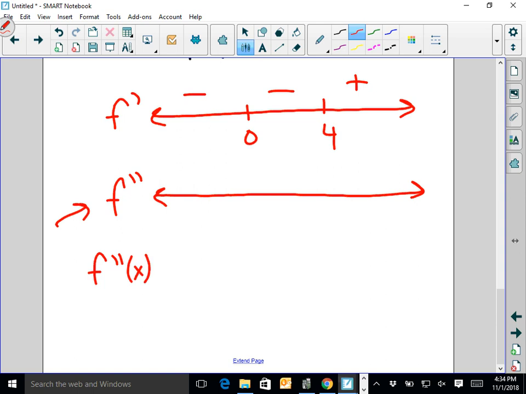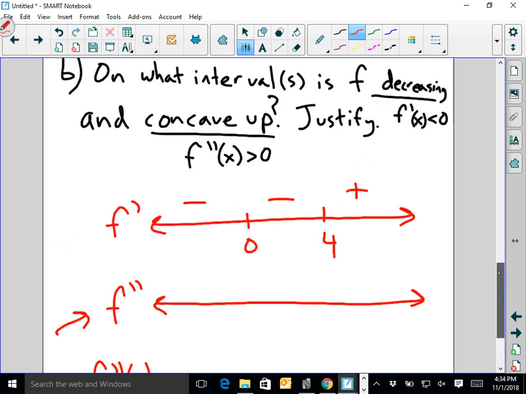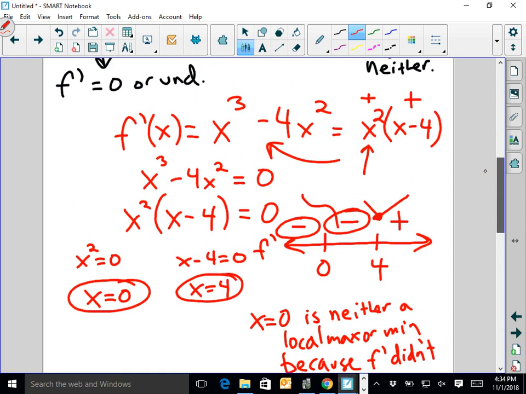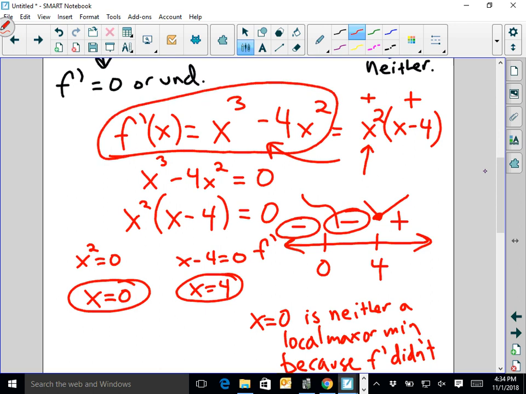So f double prime of x, this is where labeling is really important. It's nice to go up here to my work and have this labeled right here. So when I go back to do the second derivative, I know which function actually was f prime of x. So I'm going to do the derivative of x cubed minus 4x squared. Well, that's going to be 3x squared minus 8x.